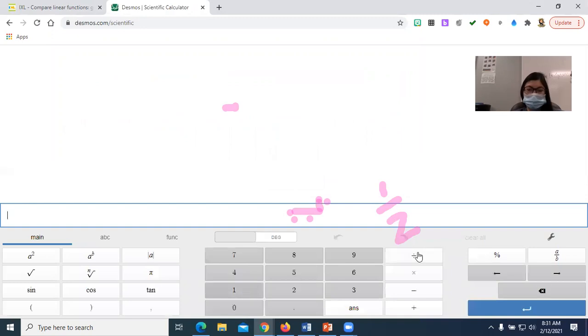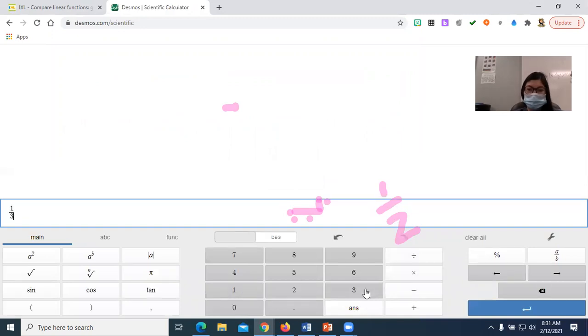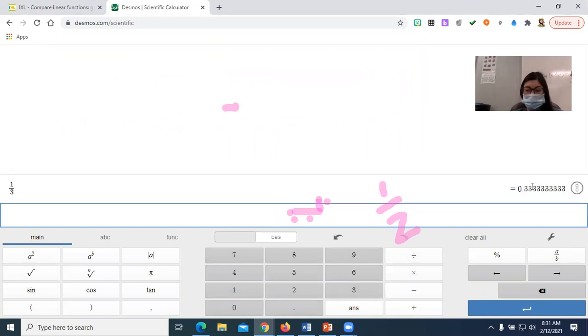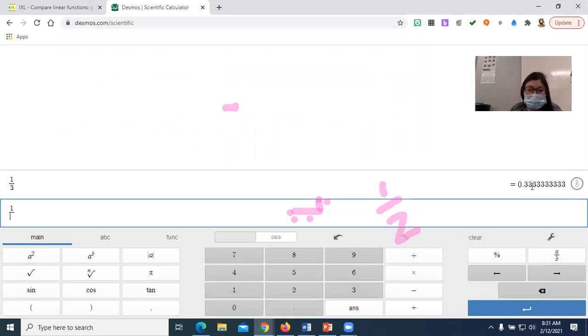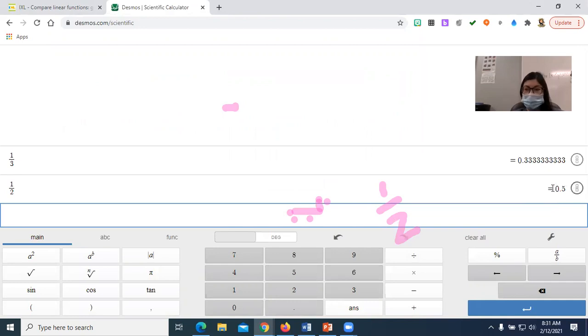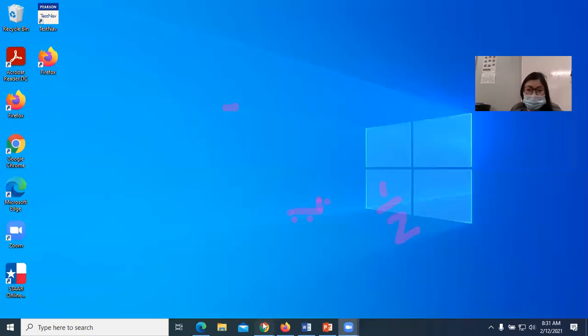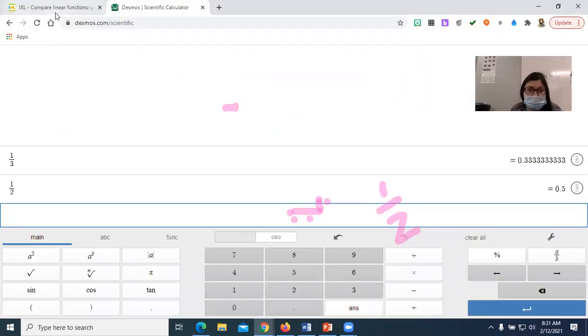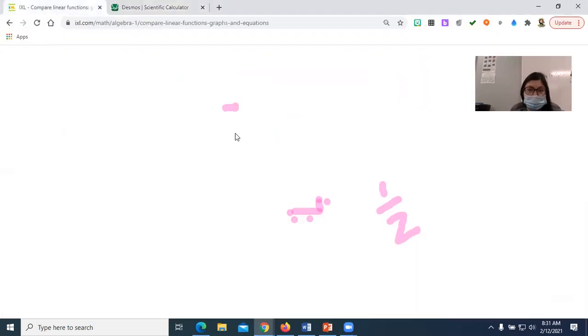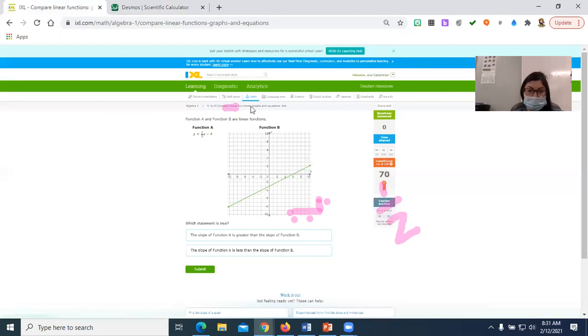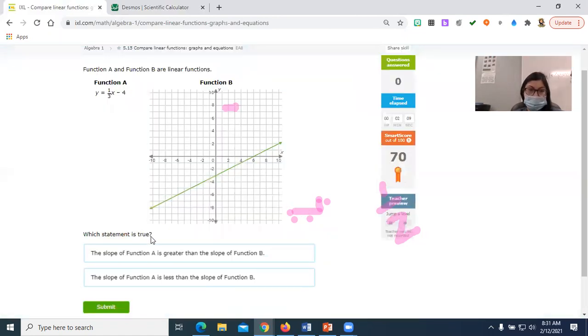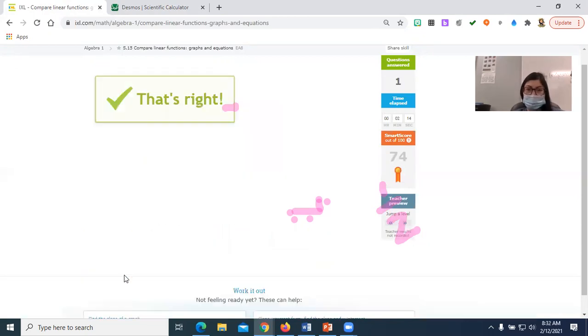So 1 divided by 3 is 0.33. 1 divided by 2 is 0.5. So 0.5 is bigger. So that's the one I'm going to choose. This one is bigger. So we're going to say A is less than B because B is bigger. And that's what you're doing today.